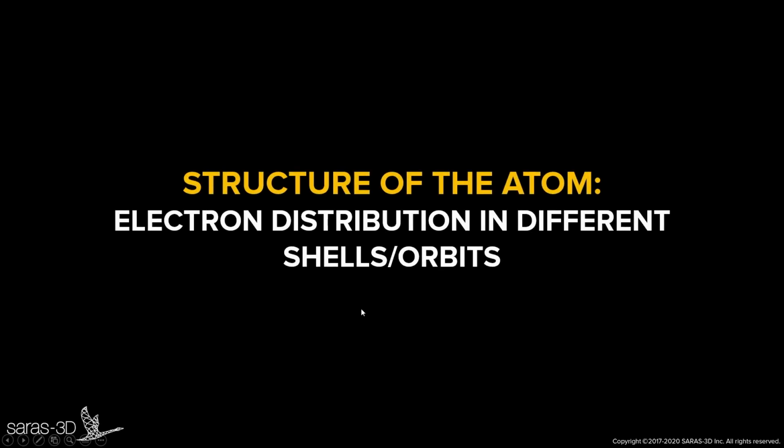Hello students, today we will be learning about the electron distribution in different shells or orbits, and this is the topic of this very chapter, which is the structure of the atom. Now let us just revise what we learned in our previous video. So we learned about the Bohr model of atom and we also learned about what are neutrons.